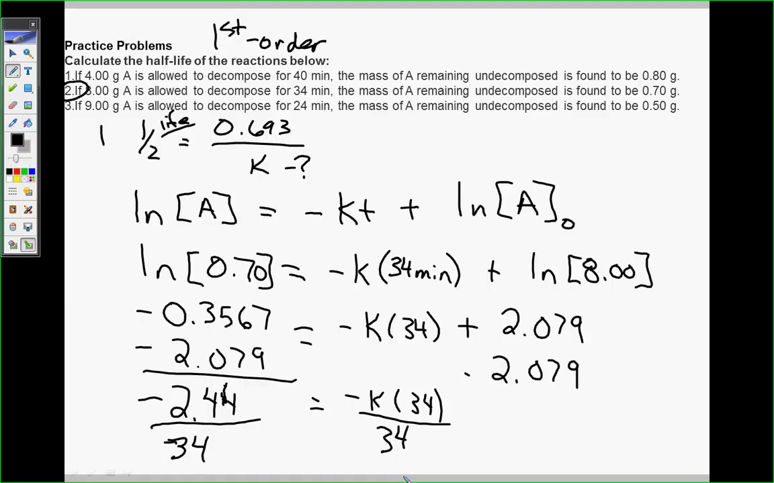Negative 0.0716. It should be positive, right? But you didn't miss a negative. So what is it? 0.0717. Yes. The units are minutes. So it's a pretty quick reaction. So that's our calculation.